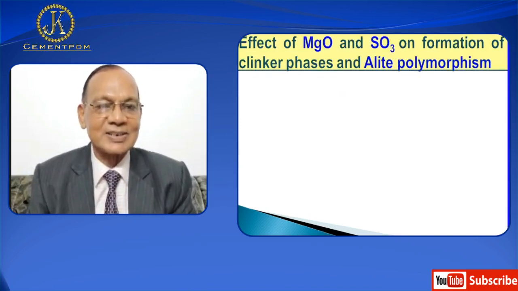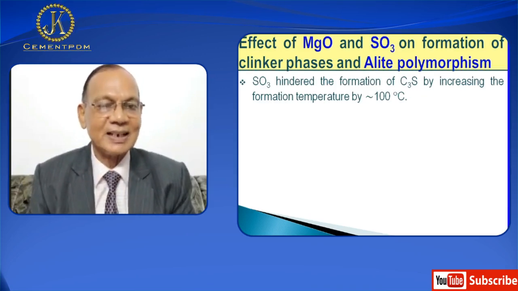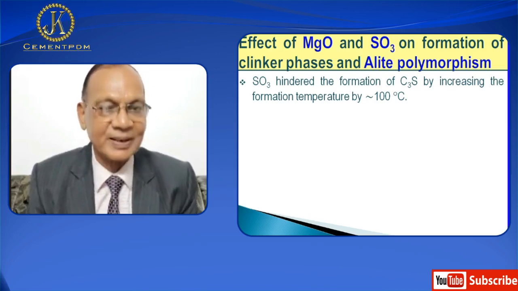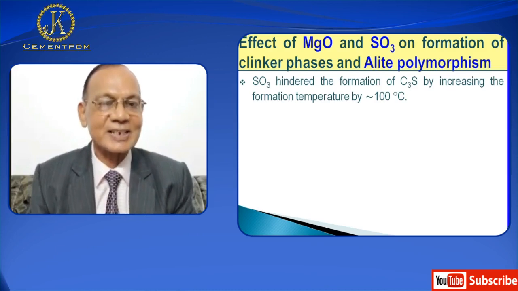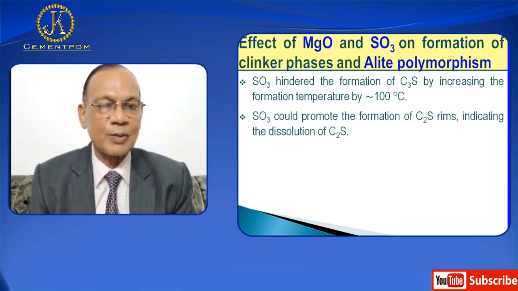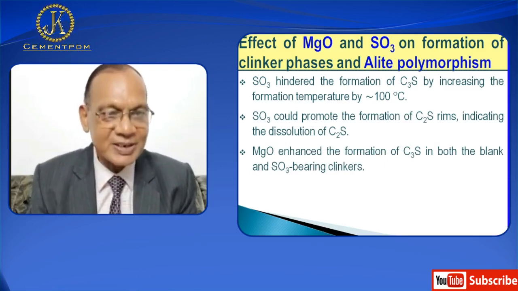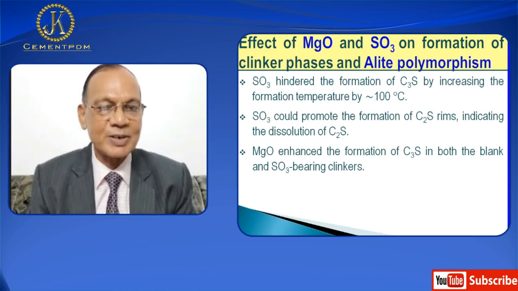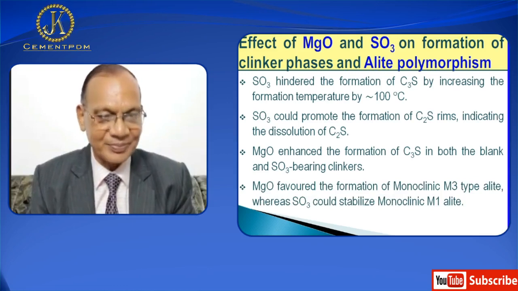Now I will discuss what are the effects of MgO and SO3 on formation of clinker phases and alite polymorphism. SO3 hindered the formation of C3S by increasing the formation temperature by 100 degrees centigrade. SO3 could promote the formation of C2S rims, indicating the dissolution of C2S. MgO enhanced the formation of C3S in both the blank and SO3 bearing clinkers.